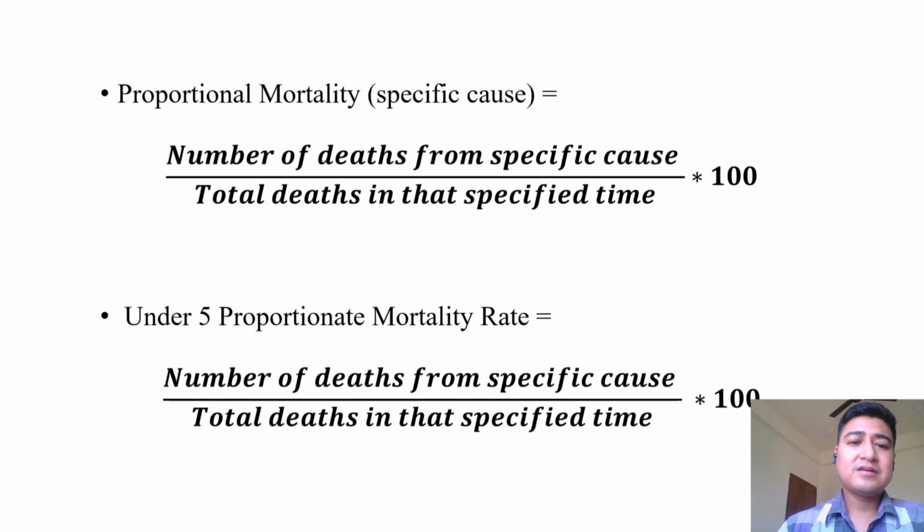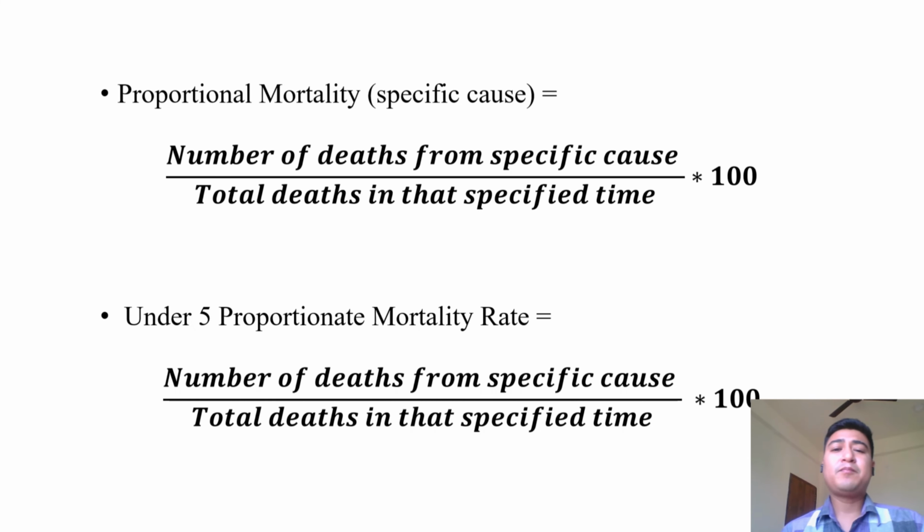Proportional mortality from a specific cause is the number of deaths from that specific cause divided by the total deaths in that specified time, multiplied by 100. Under 5 proportionate mortality rate is the number of deaths from the specific cause in under-fives divided by the total deaths in that specified time, multiplied by 100.